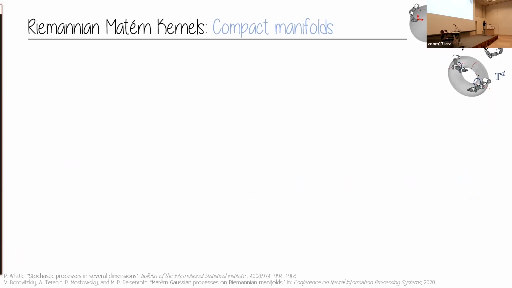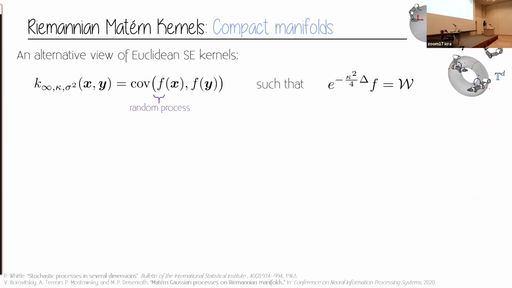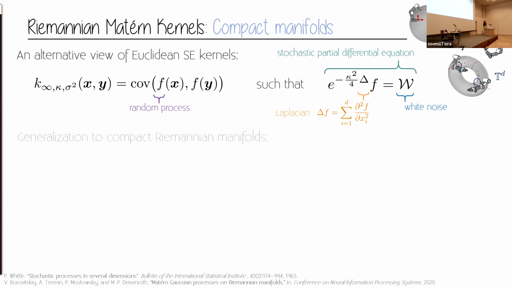So to show you how we actually generalize the kernel properly, we have to take into account an alternative view of kernels. A kernel function is actually given as a covariance of a random process, this random process f in that case, and the random process satisfies a stochastic partial differential equation. The stochastic partial differential equation is composed of the white noise on the right side, and on the left we have the Laplacian of the random process f. Exactly, so the Laplacian, and the k that you see here is again the length scale parameter, right?